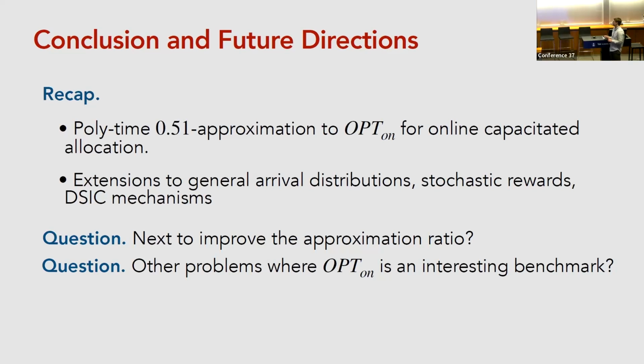So it suggests some natural future questions. We might wonder, how can we improve the approximation ratio? And there might be some other questions where optimum online is an interesting benchmark. It's a very dominant paradigm to look at the problem from a prophet inequality perspective. And there are perhaps other questions where a similar approach could be used.